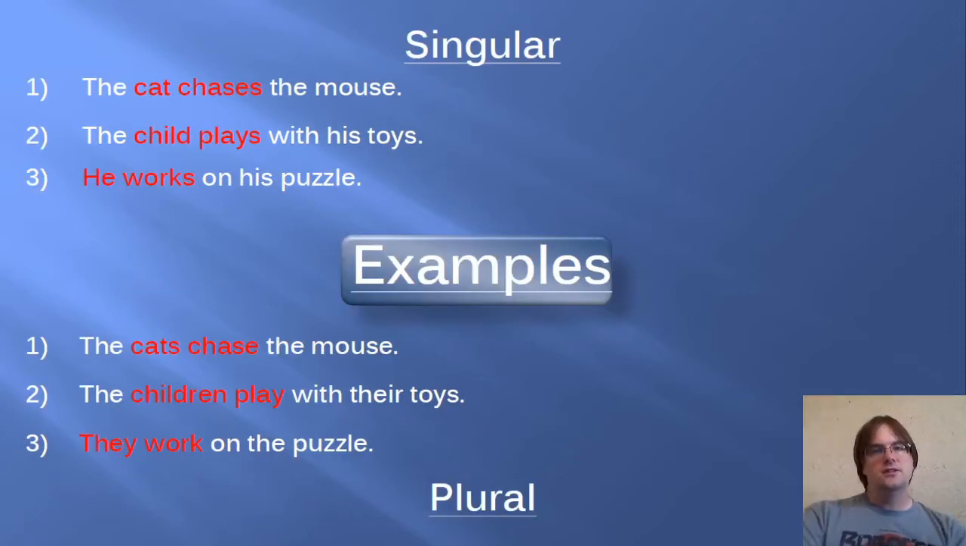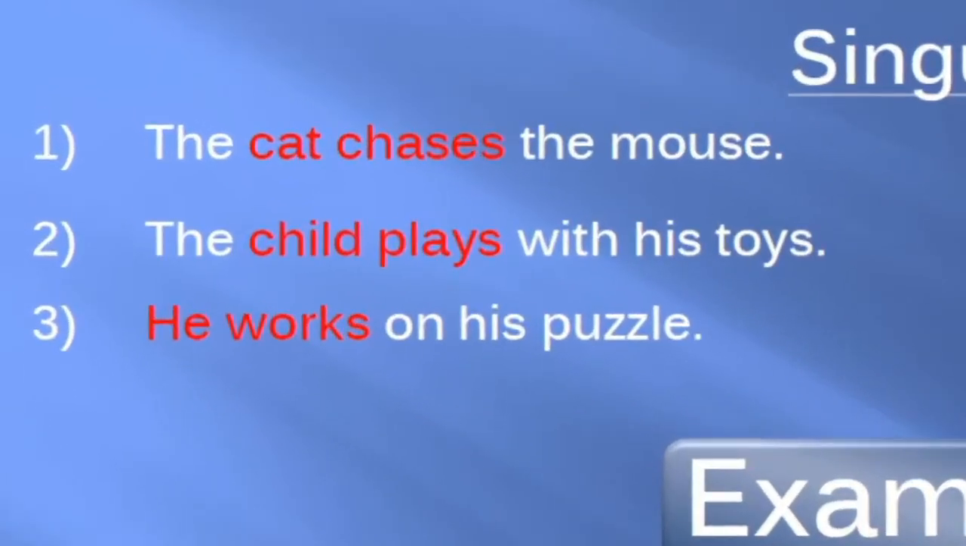Now let's take a look at some examples. For singular, which is just one subject, let's look at the sentences here. The cat chases the mouse. The s would go on chase, of course, because it's the verb. We would say chases. The child plays with his toys and he works on his puzzle.